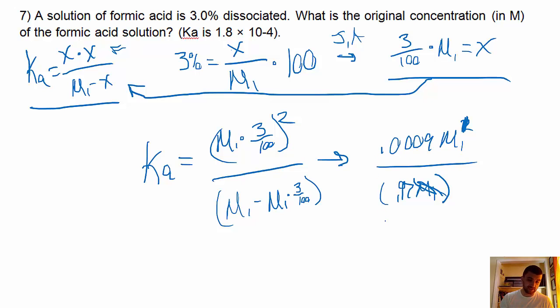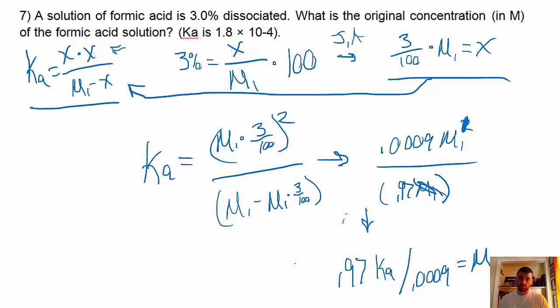So now I just got to get M1 by itself. So I got to do a little more algebra. I get 0.97 times the Ka, gets rid of that denominator, divided by the 0.0009, gives me M1, which equals 0.194.